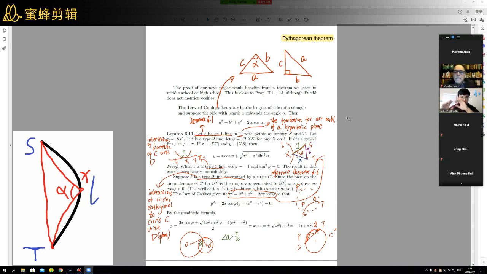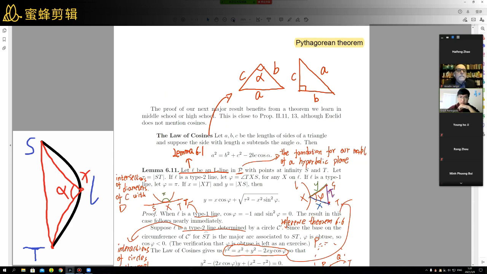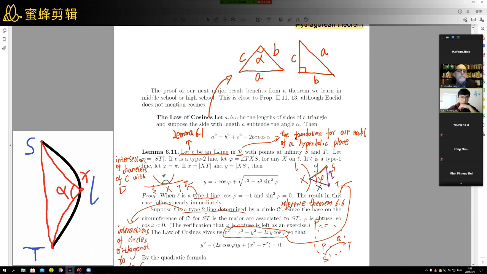Sorry, Haifeng. Is it okay if you just zoom in a little bit on your screen, just to make it bigger? Okay, is that okay? Yeah, thank you. Okay, sorry, go on.